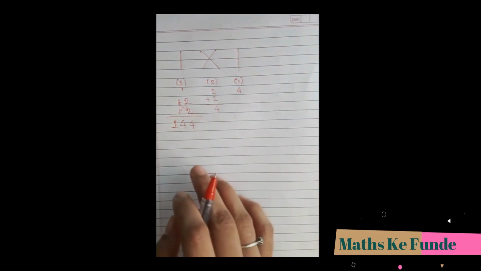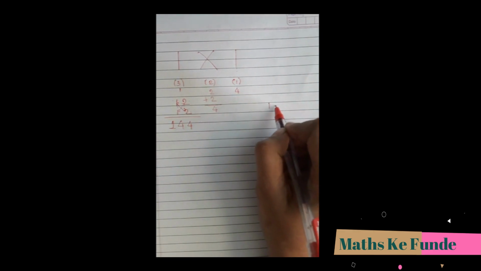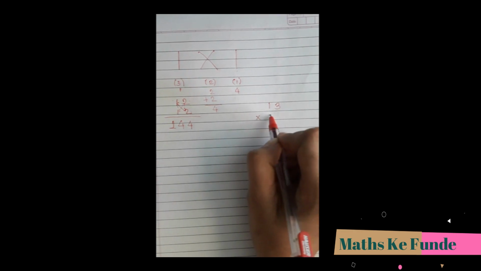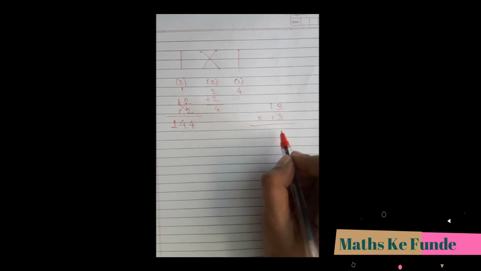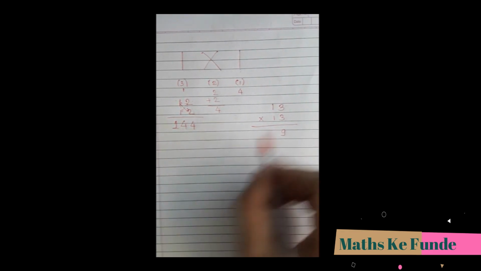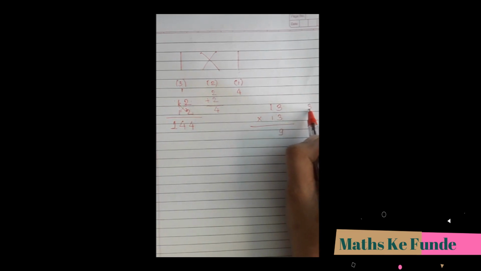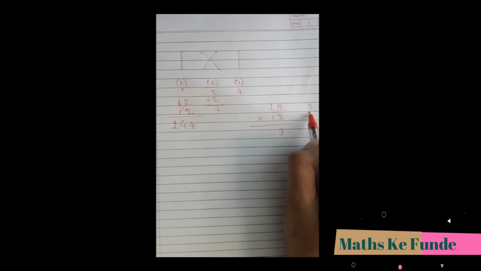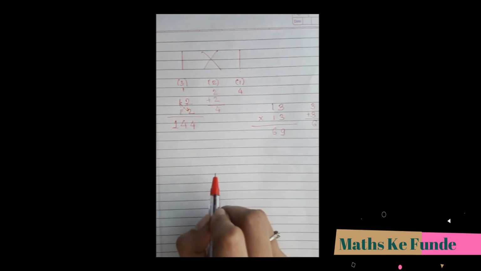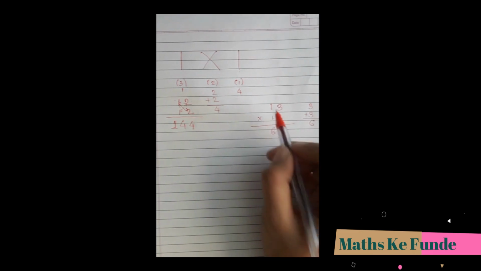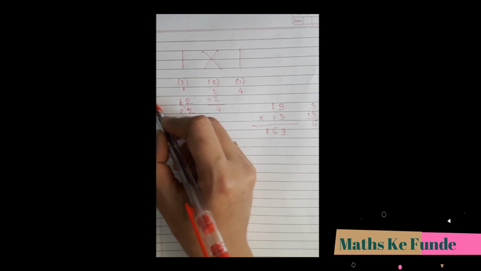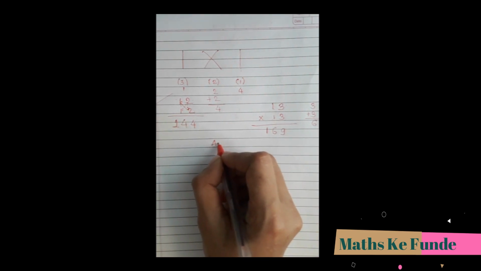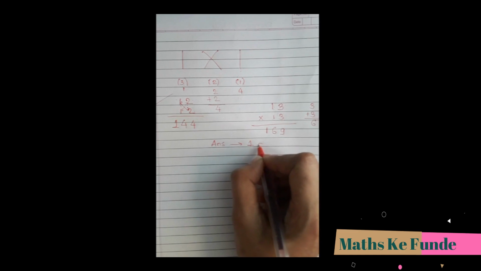Let's take one more example using the same method. Let's try multiplying 13 into 13. As a first step, 3 into 3 gives me 9. The second step, 1 into 3 gives me 3. Again 1 into 3 gives me 3. 3 plus 3 gives me 6. That's the second digit of my answer. And finally 1 into 1 is 1. I hope the method is clear. This was an example wherein the answer was one digit.